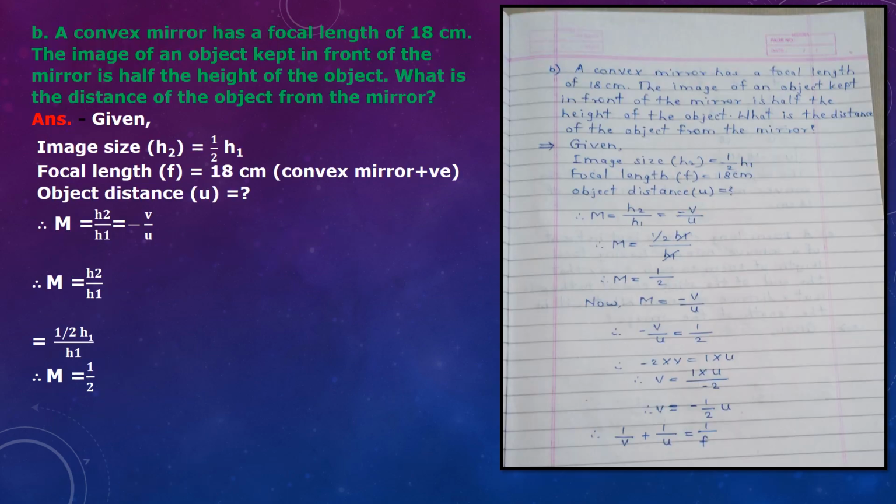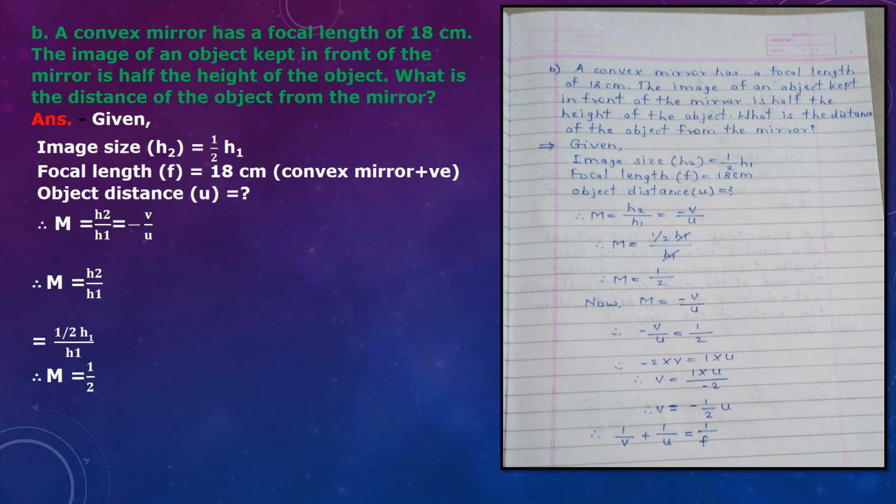Now let's see the second example. A convex mirror has a focal length of 18 centimeter. The image of an object kept in front of the mirror is half of the height of the given object. What is the distance of the object from the mirror?